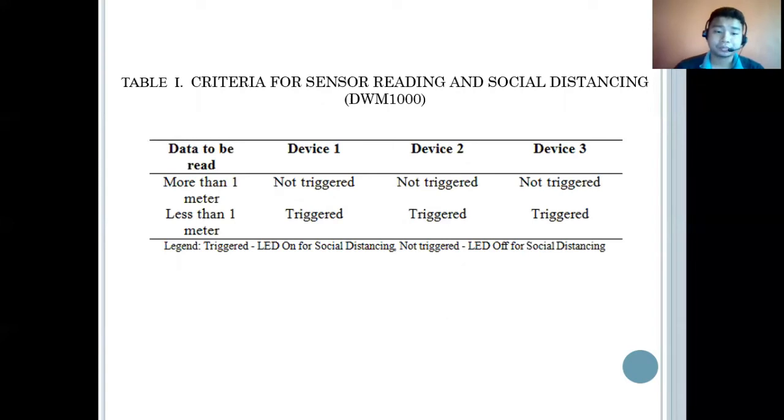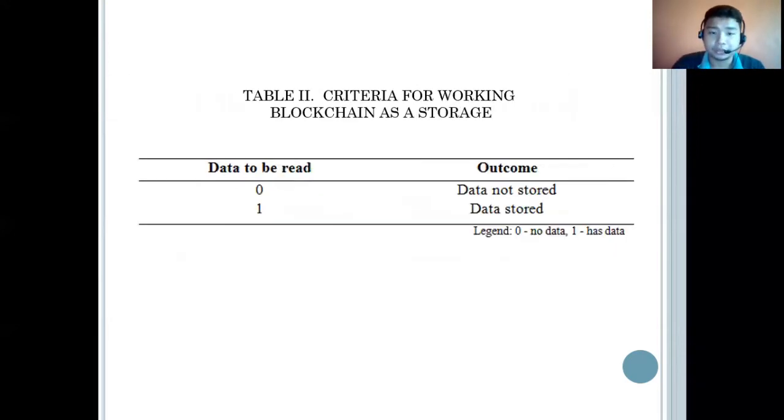If the wristwatch or the tracelet is more than 1 meter, it will not trigger. But if the two users are less than 1 meter apart, the device will be triggered by lighting up the LED to notify the user that they are less than 1 meter apart. And if the tracelet is triggered, the data read is 1, if not, 0.